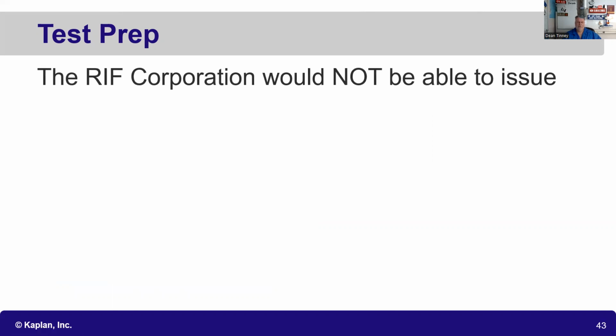The RIF corporation would not be able to issue. So this is testing you again on capitalization of corporations. We said corporations are capitalized with either equity or debt. So we're looking at something that RIF is not going to be using to capitalize itself, the corporation. Call options, absolutely not. When somebody exercises a call option, the corporation doesn't receive the proceeds. When they exercise a call option, the person who sold the call is the one who has to deliver the stock. That's a secondary transaction, not a primary transaction.